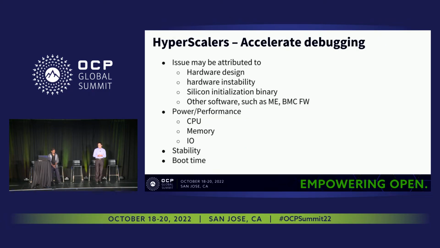Another page. This is an example of how OSF helps the new server engineering process. During new server engineering, when an issue happens, it could be in hardware design, hardware stability, a silicon problem, or another software problem, not necessarily host firmware. How do we debug all of those things? Our experience is that OSF really gives us the ability and a fast turnaround to debug and solve those problems. Sometimes when we report an issue to Intel, overnight we get an answer and get it fixed.